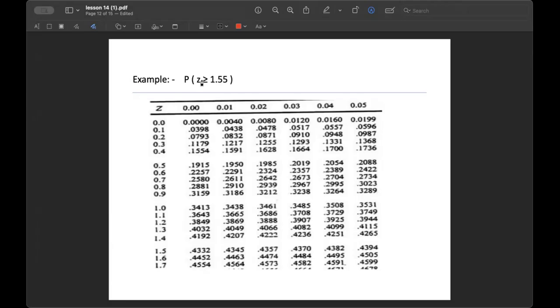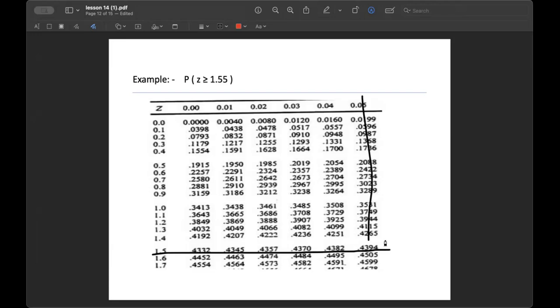So let's see. Now they have asked us to find the probability when the standard normal variable Z is greater than or equal to 1.55. So 1.55 means, see, the Z value is what we read: 1.5, and then 5 from this table. See, the probability value should be 0.4394.